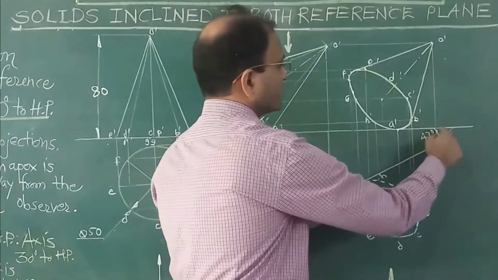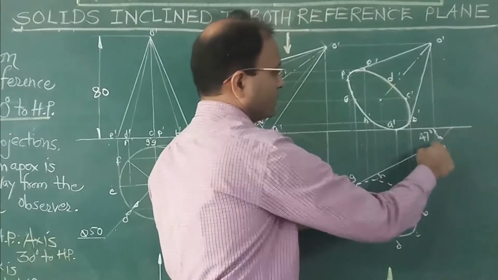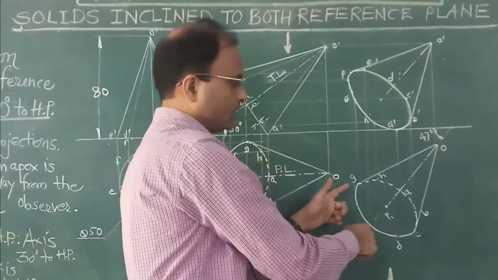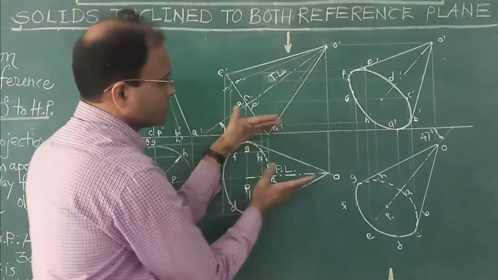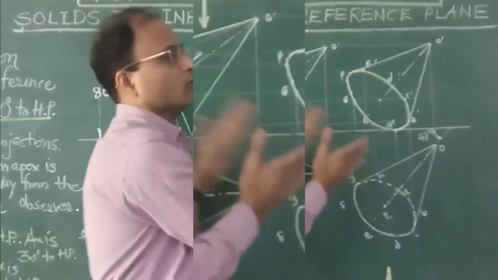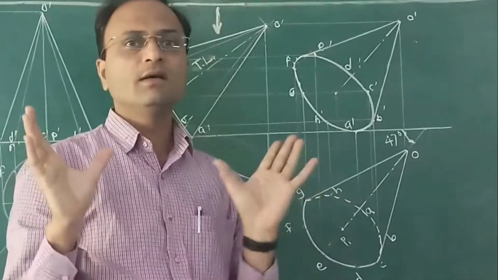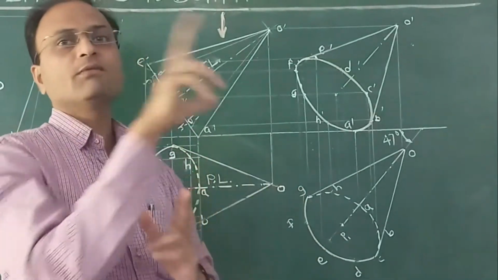Now here we first draw one line at the apparent angle, which is 47 degrees. So this is the line drawn at 47 degrees. Then we reproduce this view. While reproducing this view, we always have to keep in mind the condition given. Here the given condition is that the apex is away from the observer.